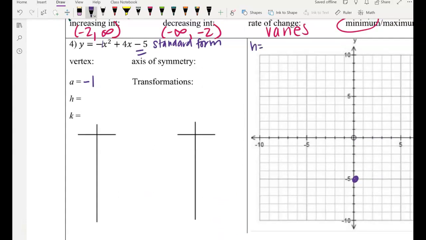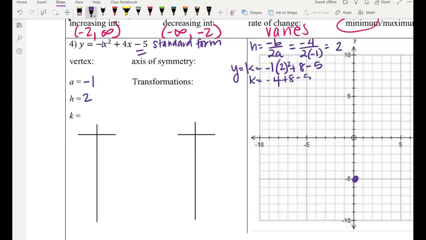The h value is going to be negative b divided by 2 times a. B is 4, so negative 4 divided by 2 times a, which is negative 1. So you're going to end up with an h value of positive 2. Plug that in to get your y value. So y, which is k, equals negative 1 times 2 squared plus 4 times 2 is 8, minus 5. So k is going to be negative 4 plus 8 minus 5. So k is going to come out to be negative 1.